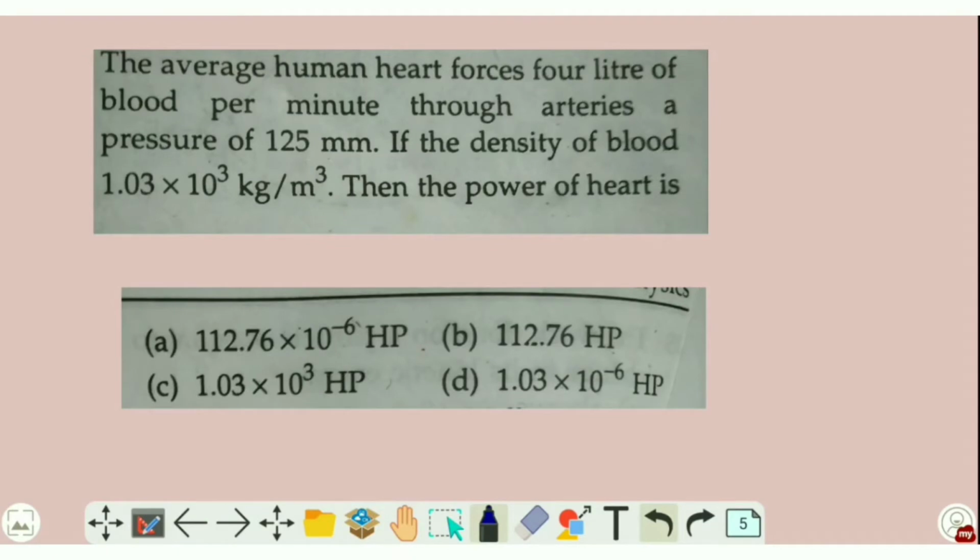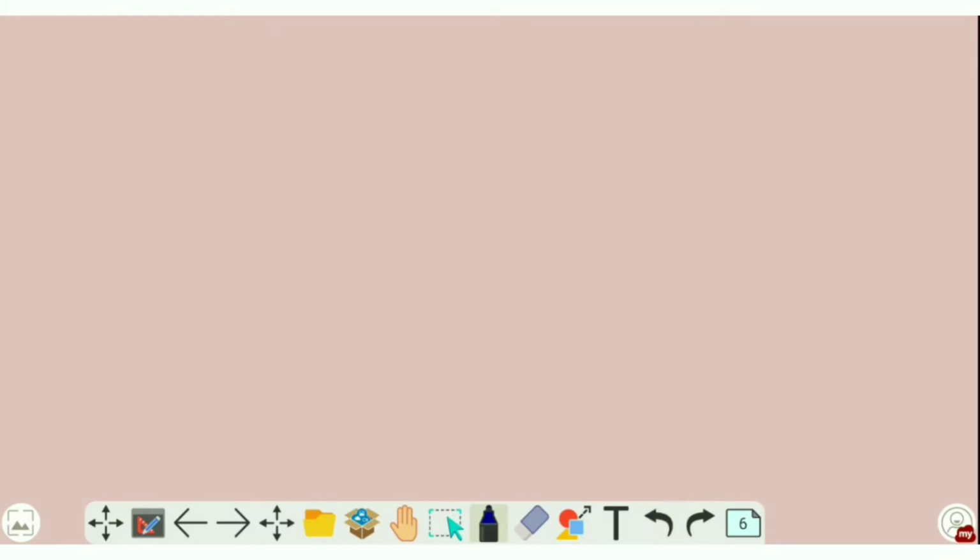Now, first read the question. The average human heart forces 4 liters of blood per minute through the arteries at a pressure of 125 millimeter. If the density of the blood is 1.03 into 10 to the power 3 kg per meter cube, then the power of the heart is? A very good question. That type of problem usually comes in competitive exams. So listen and focus on this problem very carefully.